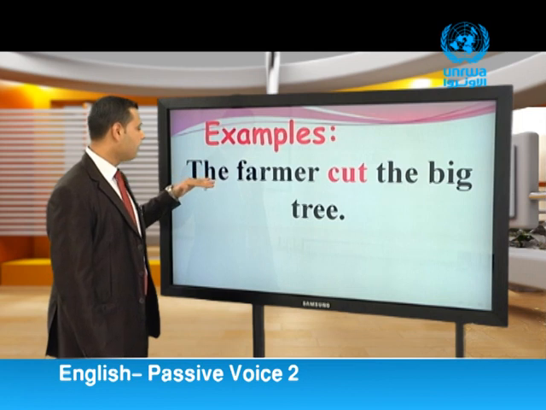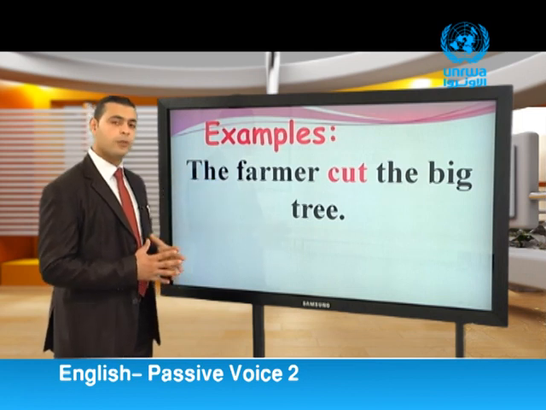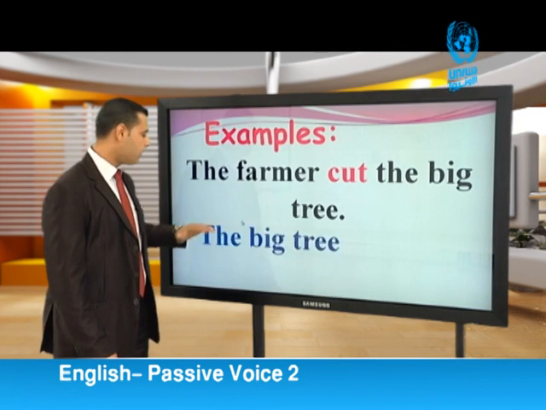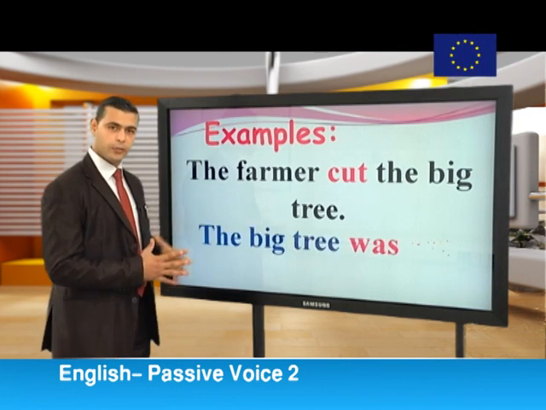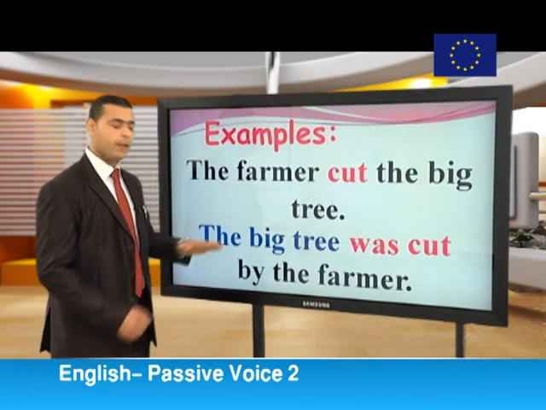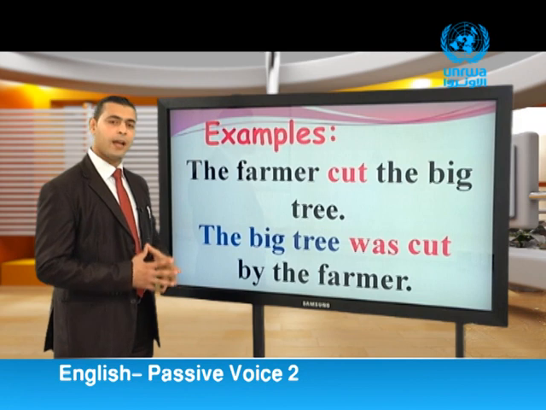The next example, the farmer cut the big tree. Let's look together. The big tree, here we have, was cut by the farmer. Again, the big tree was cut by the farmer.